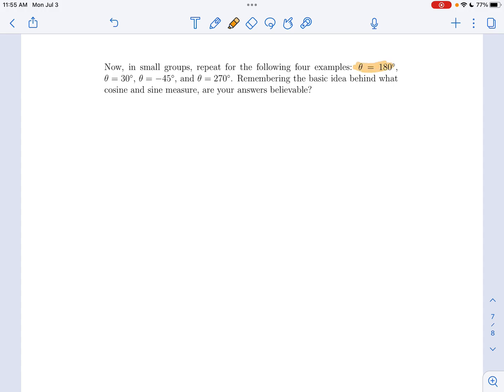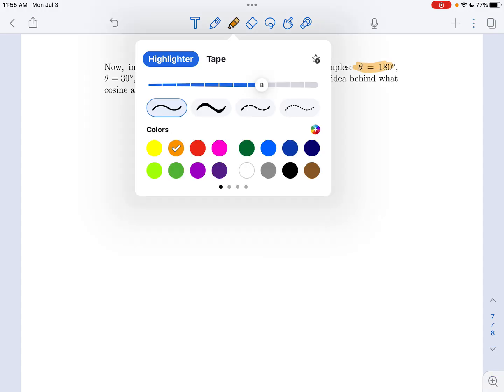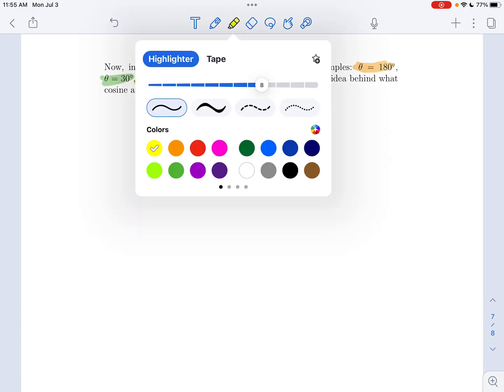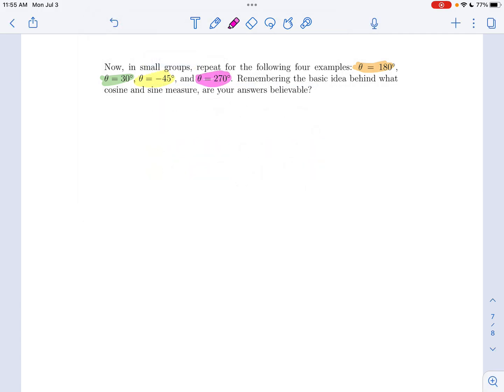So if you're doing this home alone, hit pause and try to do the same kinds of things for these 4 angles: 180 degrees, 30 degrees, negative 45 degrees, and 270 degrees. Right. Hit pause and do your best. And now I'm about to go through them, and I will be doing this somewhat quickly.